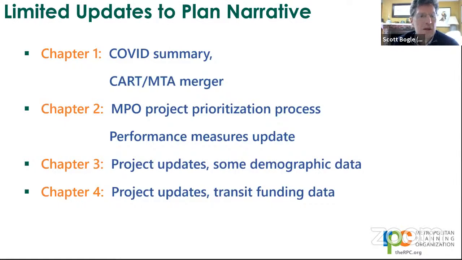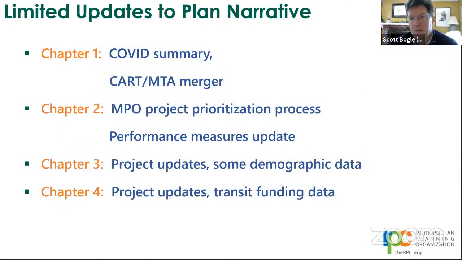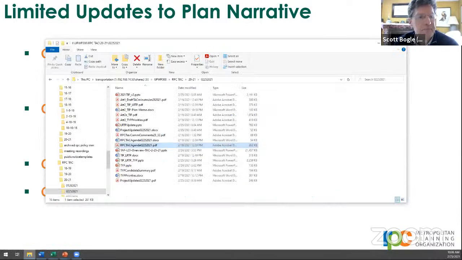Another element that's in chapter 1 is just summarizing the merger between CART and MTA, such that references throughout the document to CART are now to CART and MTA.